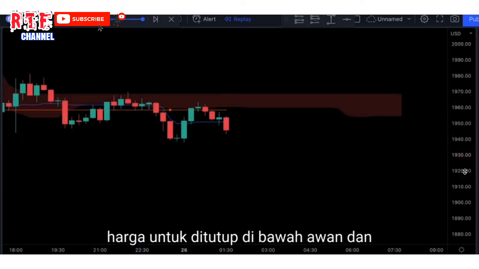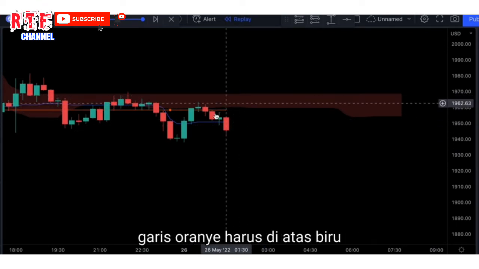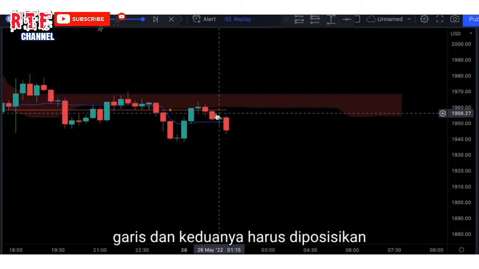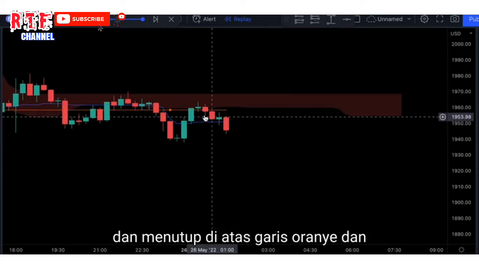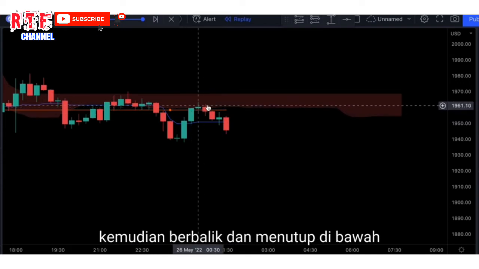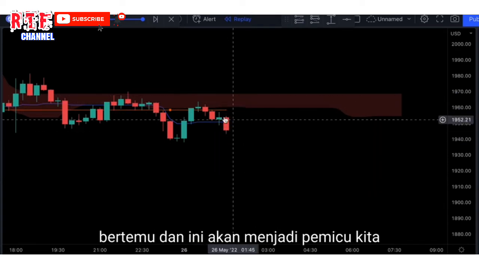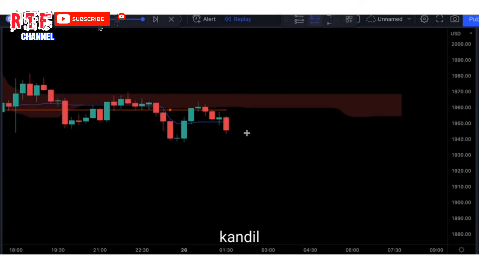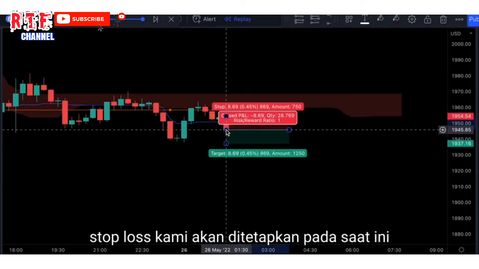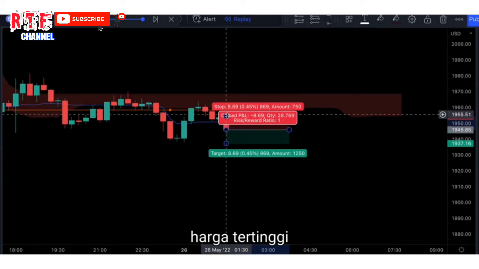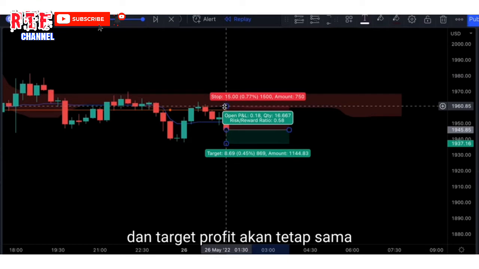So we first want the price to close below the cloud and the cloud has to be colored in red. The orange line has to be above the blue line and they both have to be positioned below the cloud. And lastly, we want to have a pullback where the price crosses and closes above the orange line and then it reverses and closes below the blue line. We see all our conditions are met and this is going to be our trigger candlestick. So we will place a sell order at the close of our trigger candlestick. Our stop loss will be set at the recent highest price. And the profit target will stay the same.